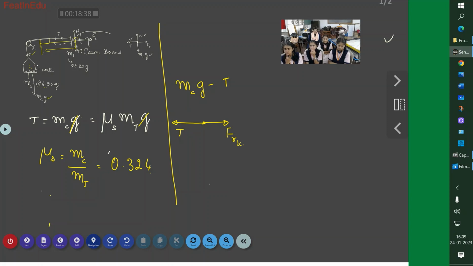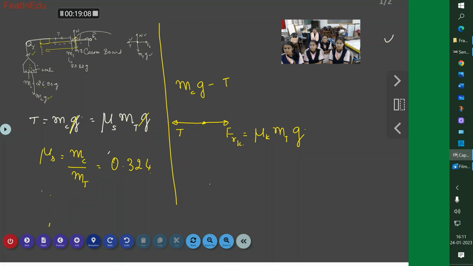So what I am going to do now is, already the acceleration we have found out. The coefficient of kinetic friction is what we have to know. So this friction that you see here is mu k into mt into g. This is the friction. I hope you understood these equations. Do you have any questions?